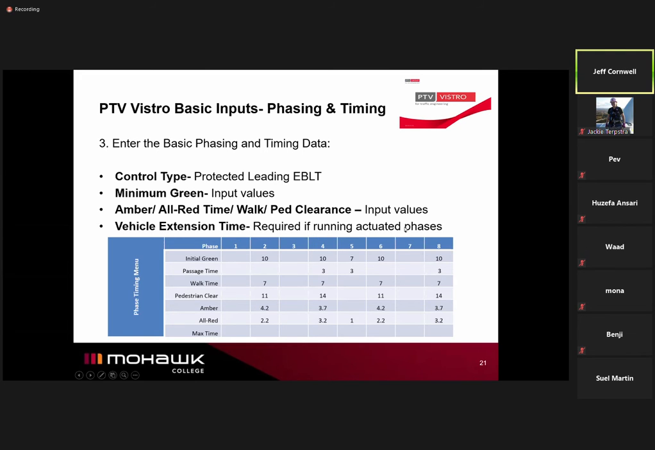So we determined that this intersection was best running semi-actuated. So you're gonna want to add these passage times here. And 3 is the standard default for extension time. That's why I added it in here. I'll show everyone how to do that in a second.